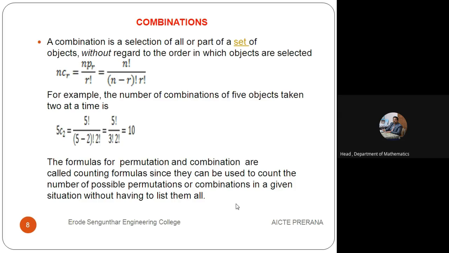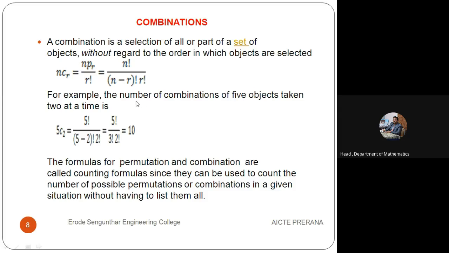The next topic is combinations. Combination means selection of objects. We know permutation means arrangement of objects. Combination means selection of objects. Here order is not important. We represent combinations by nCr. nCr equal to nPr by r factorial. Already we know that nPr equal to n factorial by n minus r factorial. Therefore, nCr equal to n factorial by n minus r factorial into r factorial.